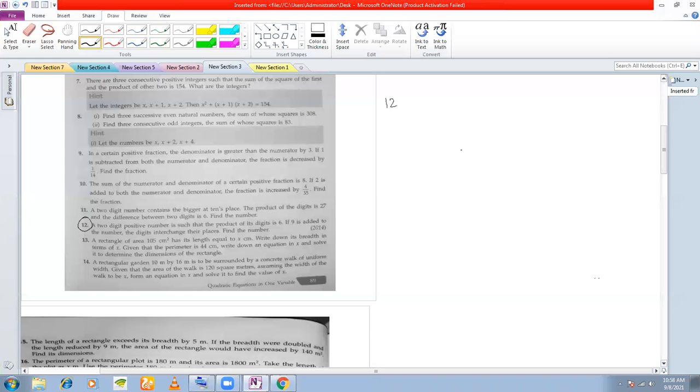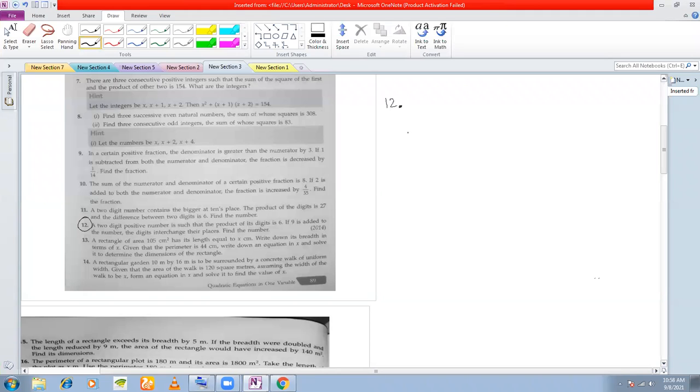A two-digit positive number is such that the product of the digits is 6. If 9 is added to the number, the digits interchange their places. Find the number.